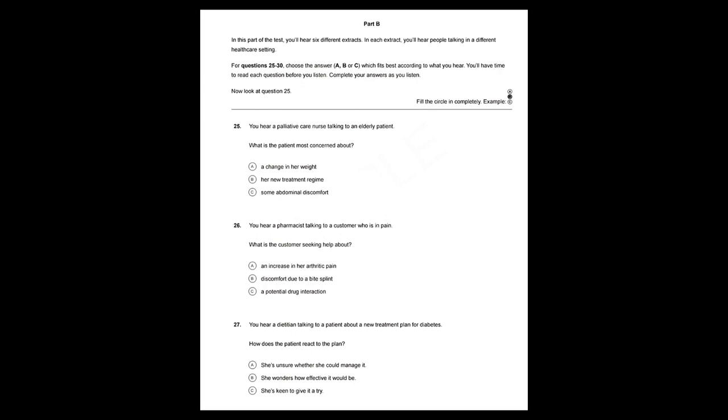Part B. In this part of the test, you'll hear six different extracts. In each extract, you'll hear people talking in a different healthcare setting. For questions 25 to 30, choose the answer A, B, or C, which fits best according to what you hear. You'll have time to read each question before you listen. Complete your answers as you listen.